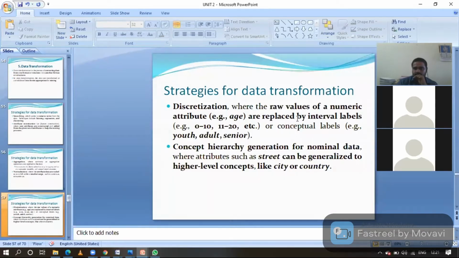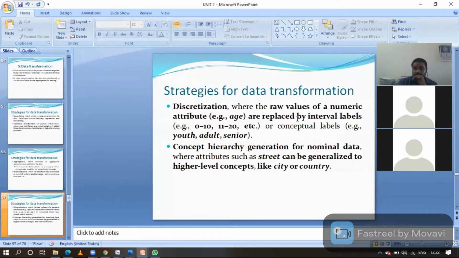In place of the age, we can represent it with intervals of labels, like this is a conceptual label, guys. Interval labels means some numbers, 1 to 20, 20 to 30, 30 to 30. In place of that, we can also use conceptual labels like youth, adult, senior. This is also one of the data transformations. We are going to transform data from one form to another form.